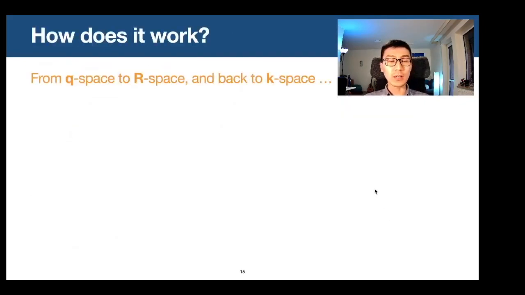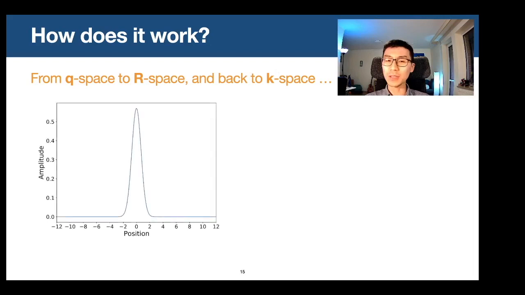But how does it work? To be frank, when I heard about this technique for the first time, it sounded like actually a bit of a lie. A reason is that we start from Q space and we obtain the Hamiltonian in R space, and we are going back to K space. So it's kind of coming back to the origin actually. But actually it is not. I'm going to tell you why.